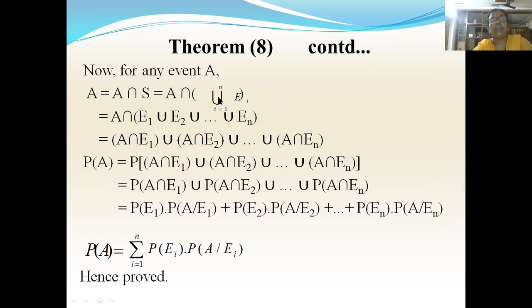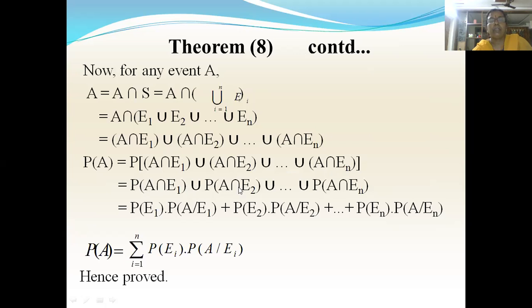But for S I got the union of E_i. So A intersection the union of E_i. What is the union of E_i? E1 union E2 union so on union En. So simplifying this: A intersection E1 union A intersection E2 union A intersection En. Now take probability on both sides. So I'll get P of A equal to P of A intersection E1 union A intersection E2 union so on union A intersection En.